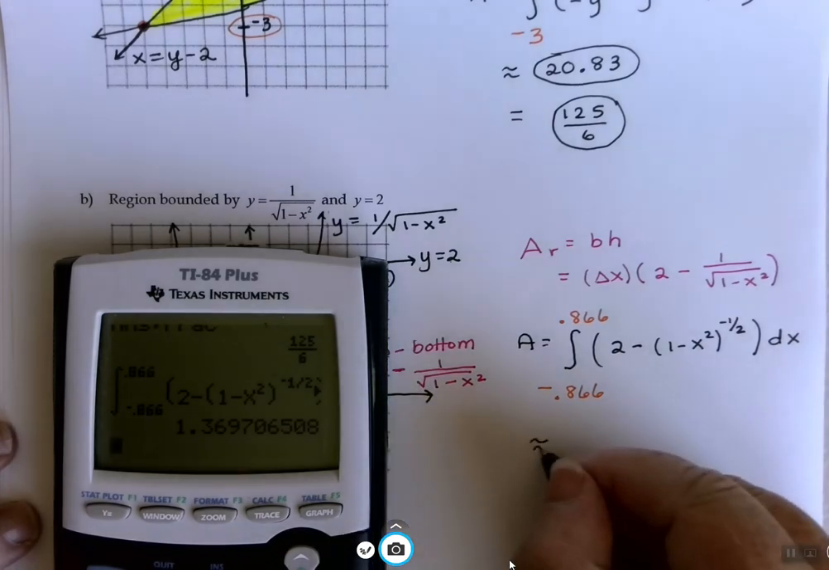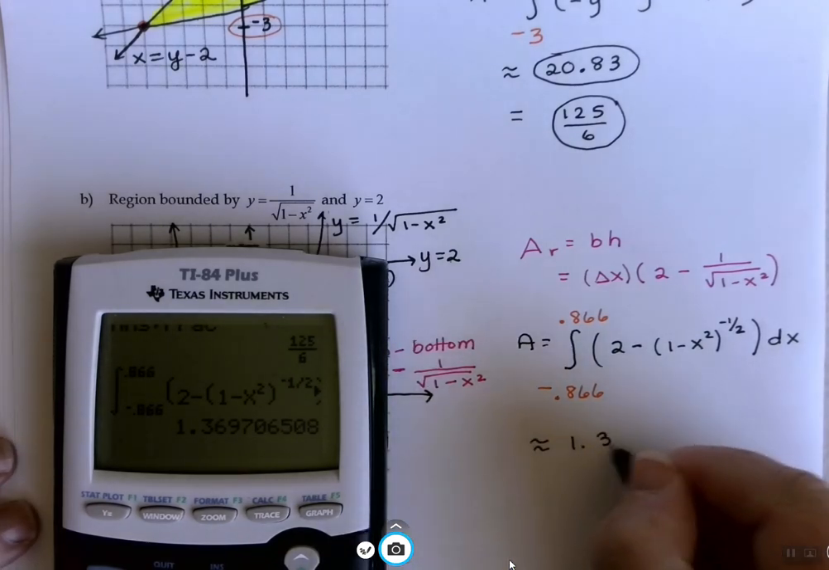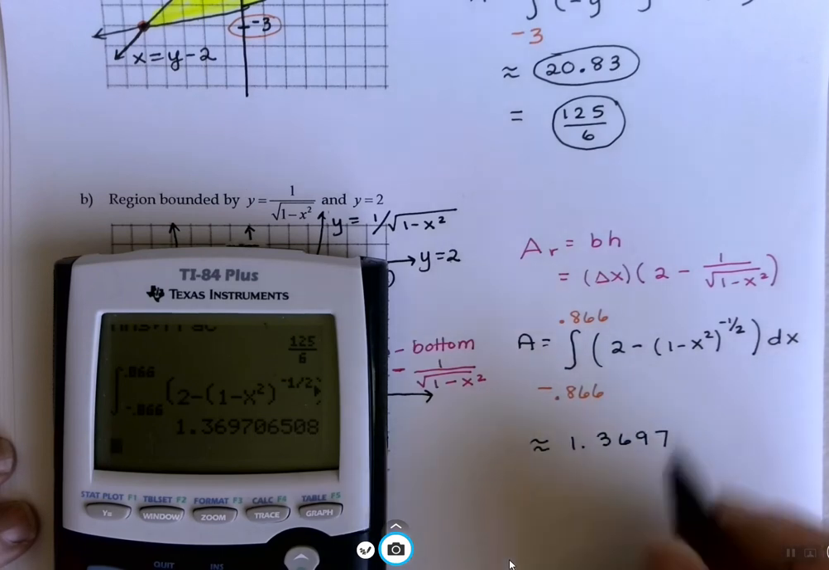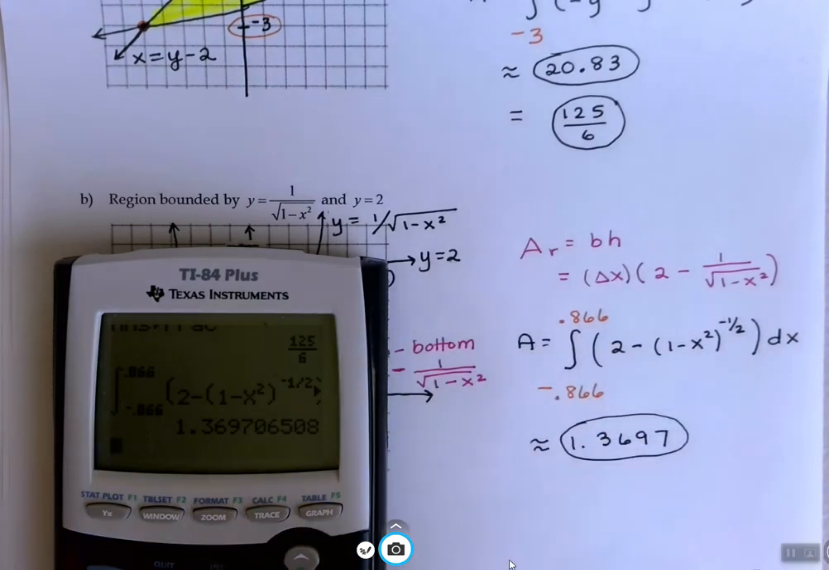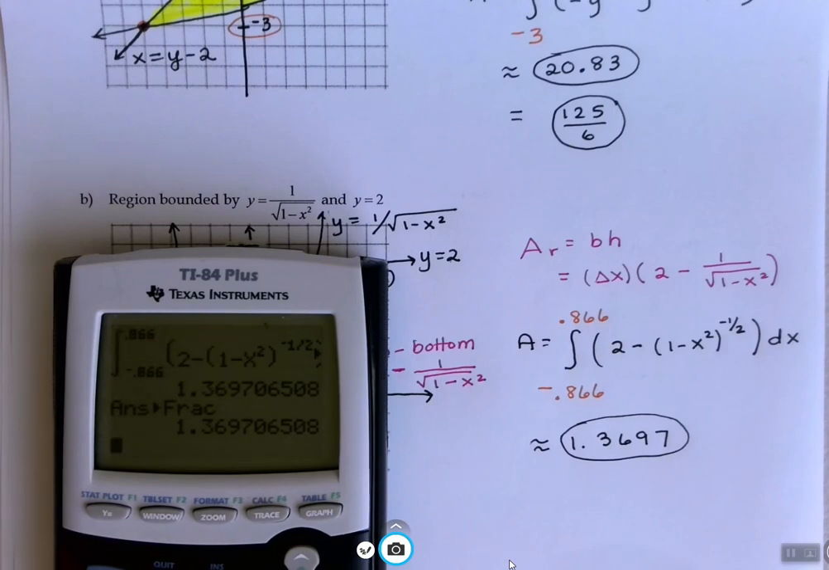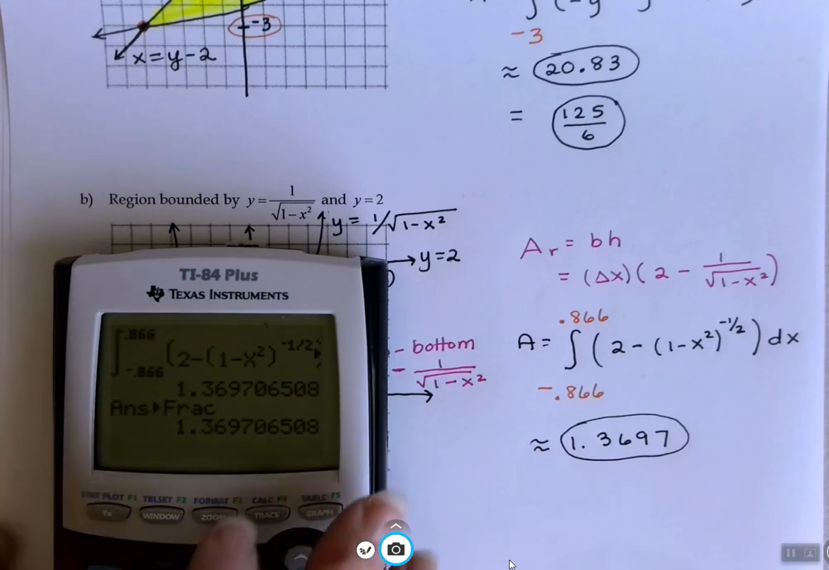And that's about 1.3697. I'm not seeing any really nice repeating decimals or anything there, so I don't think I would get anywhere if I tried to convert that to a fraction. What usually happens is it just gives me the decimal back when I try, when there's no nice fraction to be had.